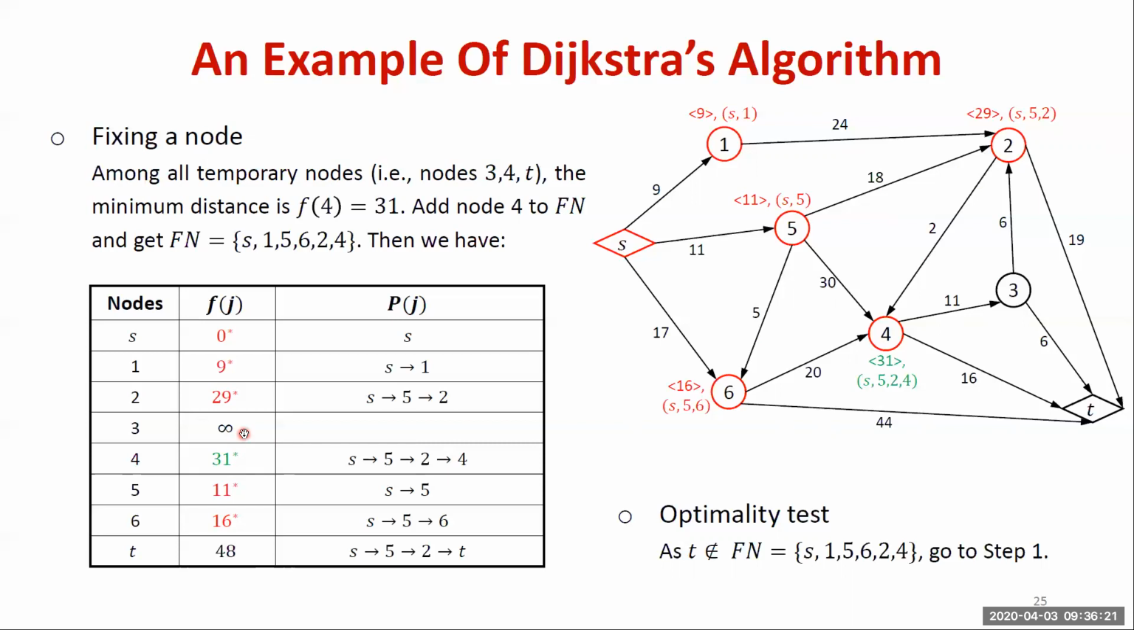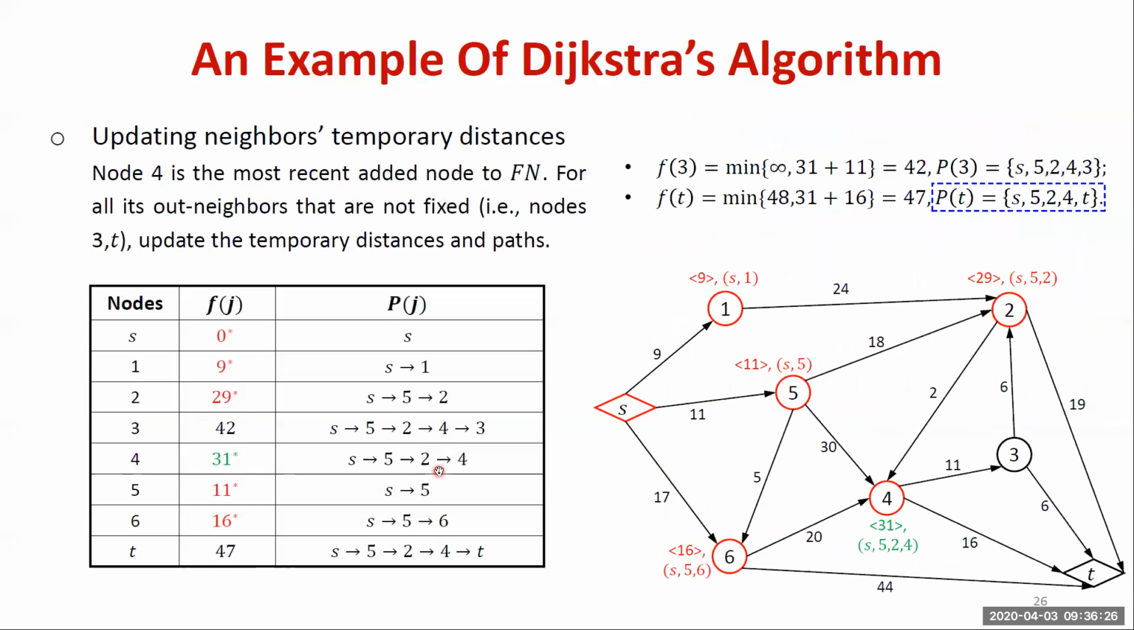It's how many steps already? 6 iterations. And the 3 was never touched. Great. And this time it's going to be touched. So the previous shortest distance is infinity. The new distance is you're going to go to 4 first, which costs you 31, the shortest distance. Then directly go from 4 to 3, which is 11. So that 31 plus 11 equals 42. And so you need to update it. The new shortest distance to 3 is 42, with the corresponding path S to 5 to 2 to 4, and then from 4 to 3.